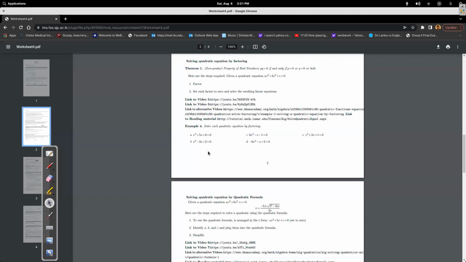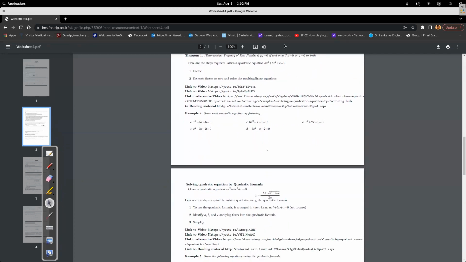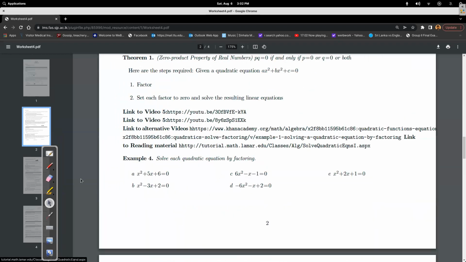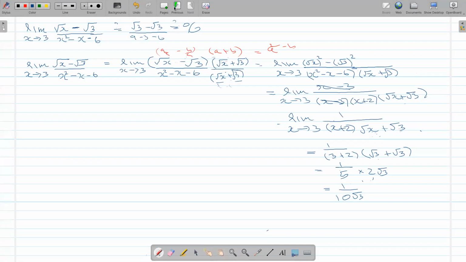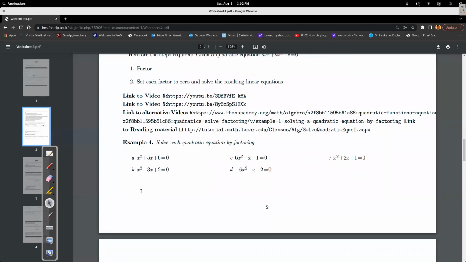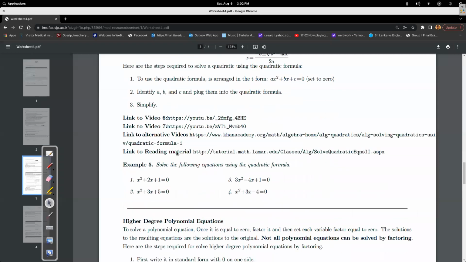I will show you this one by factoring. I will do it in a minute. X squared minus 3x plus 5. I will do it using the long method of factoring, because if you get stuck, you can always use this method. Oh, example 5, sorry. Okay, so it says 1, 2, 3, 4.